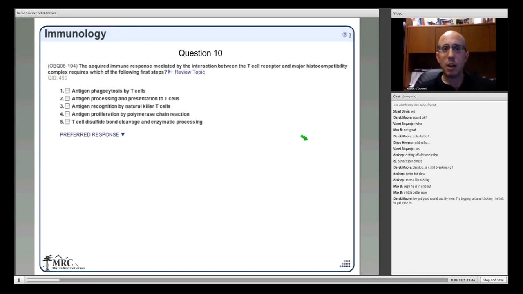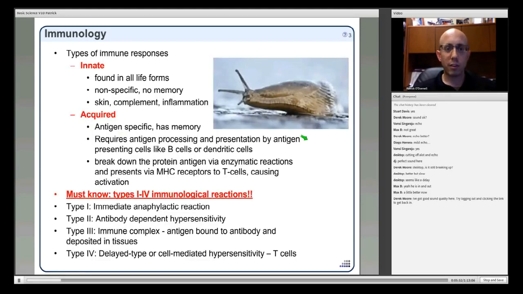Next topic, immunology, one of my favorites. Question 10, the acquired immune response mediated by the interaction between the T cell receptor and the major histocompatibility complex requires which of the following steps? This is orthopedic minutiae if I've ever seen it. But you've got to know a little bit about immunology.